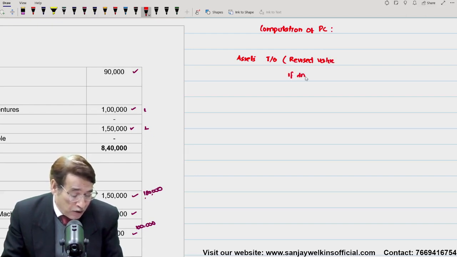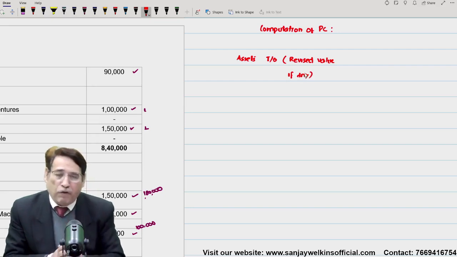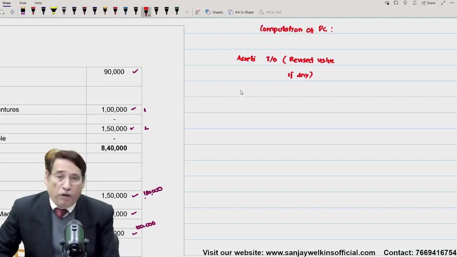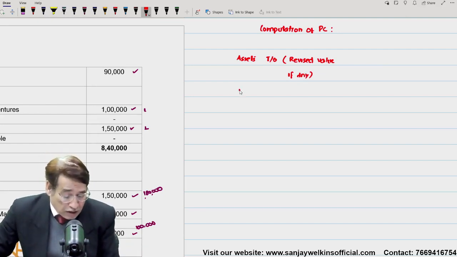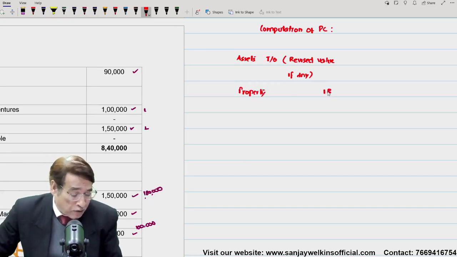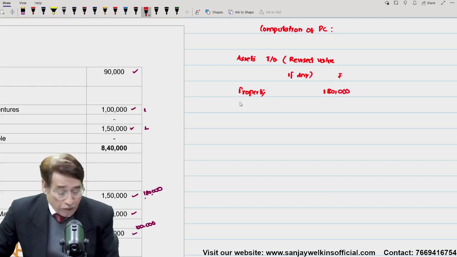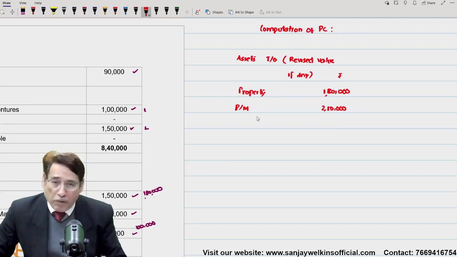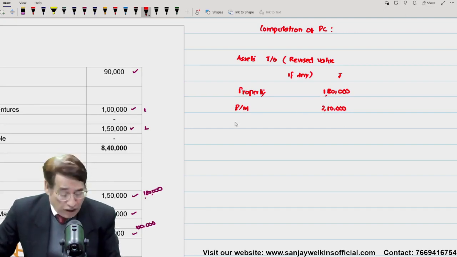Is it clear to you? This is how I am going to compute the purchase consideration. First of all, I will take into account which assets have been taken over. In this particular question, it was given that property is being taken over at 180,000. So at whatever value it is being taken over, that value I am going to write over here. However, as far as plant and machinery is concerned, its book value was 210,000 and no revised value was given. So we shall presume that plant and machinery has been taken over at 210,000.